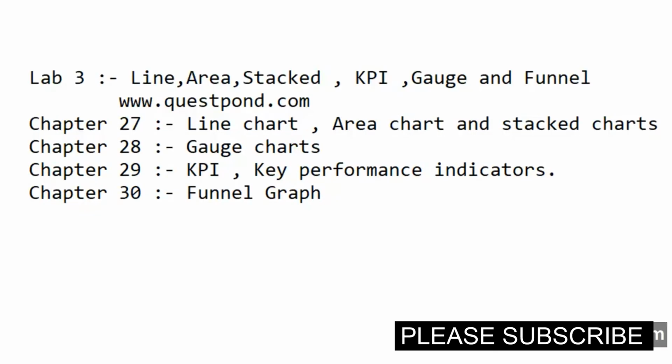So welcome to lab 3, and lab 3 is all about 5 important components which I'm going to cover in this lab 3. One is a line graph, area graph, stacked area chart, KPI, that is key performance indicators, and funnel graph. So this is like a 15 minutes of video, and we will go into in depth into these 5 components. So let's get started.